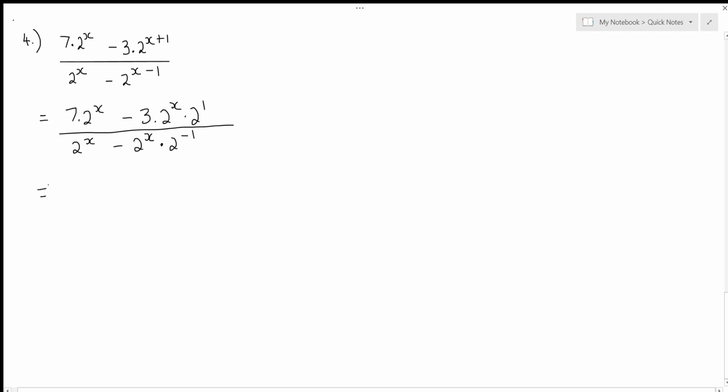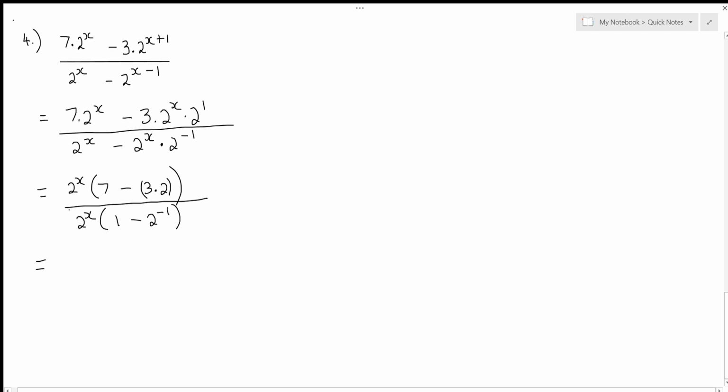So looking at my common factor in the numerator, I'm going to take out a common factor of 2 to the power of x. And here I'm going to get left with, in my first term, 7 minus, and in my second term I have 3 times 2, which I'm just going to do that, divided by, and in my denominator I have 2 to the power of x as my common factor, 1 minus 2 to the power of negative 1.